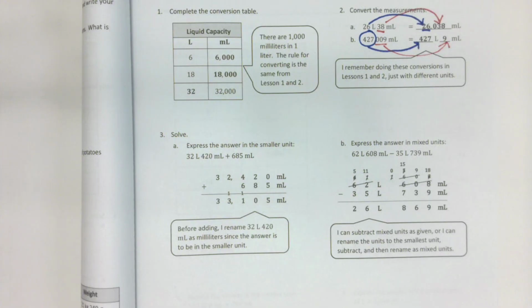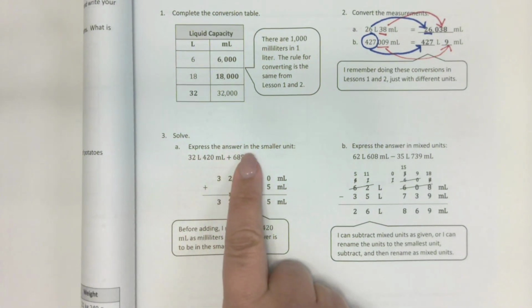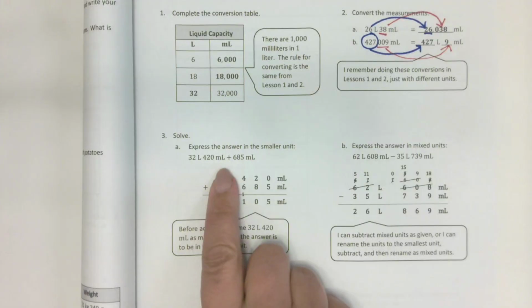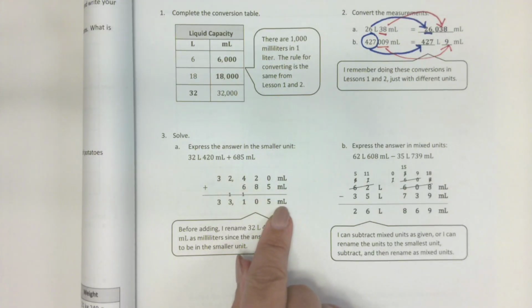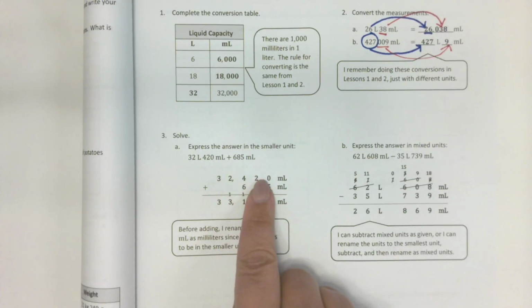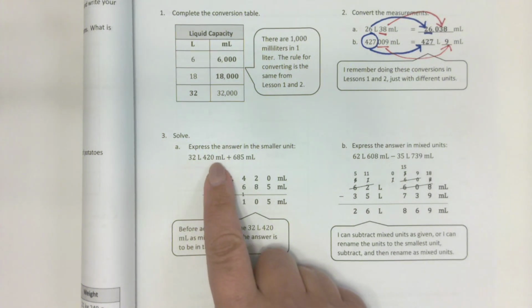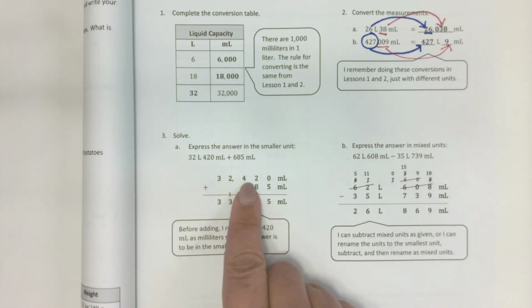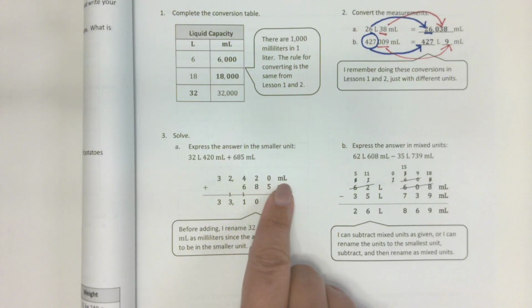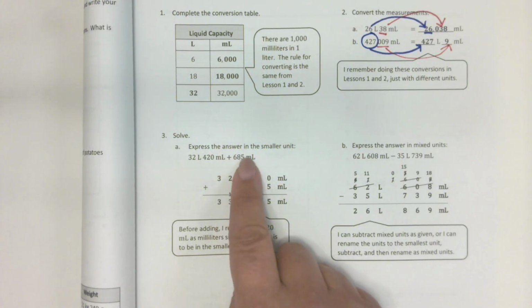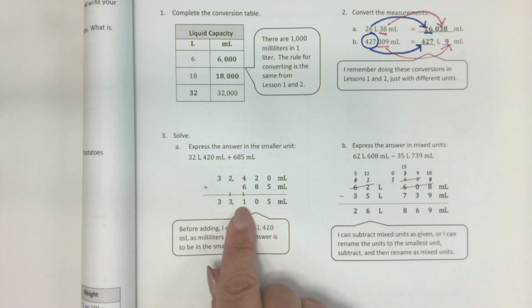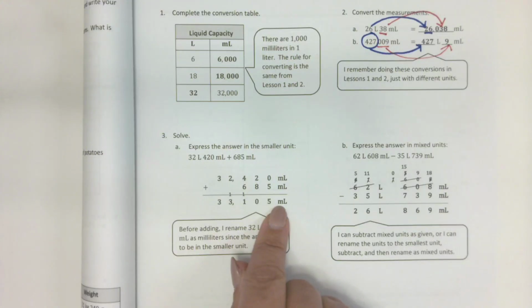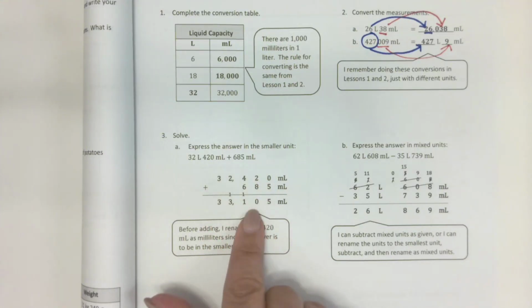Let's look at number 3 now. It says for A, express the answer in the smaller unit. We have liters and milliliters. Milliliters is smaller than liters. That means we need to put our answer in just milliliters. Here you can see they renamed the 32 liters, 420 milliliters into 32,420 milliliters. And the 685 milliliters, that's already in milliliters. So they added the two together and they got 33,105 milliliters. So doing it this way, they renamed first and then added.